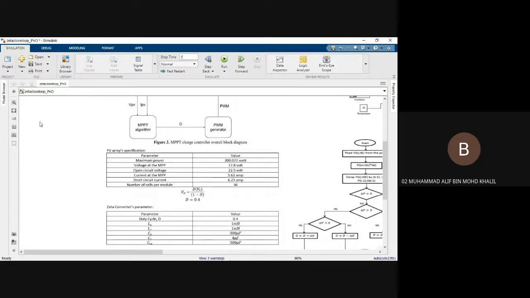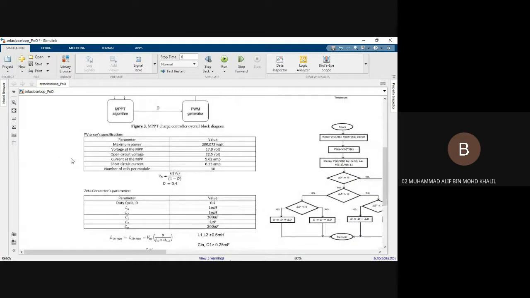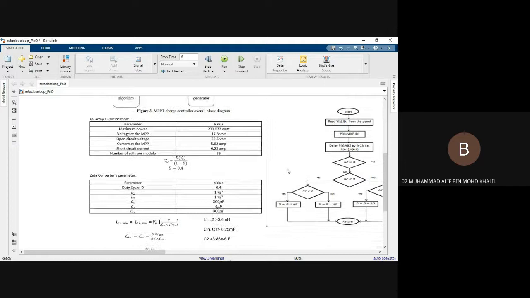Next, we're going to see the PV array specification. The maximum power is 200.072 watt. The voltage at the MPP is 70.8 volt, and the open circuit voltage is 22.5 volt, and the current at the MPP is 5.62 amp, and the short circuit current is 6.23 amp, and the number of cells per module is 36.